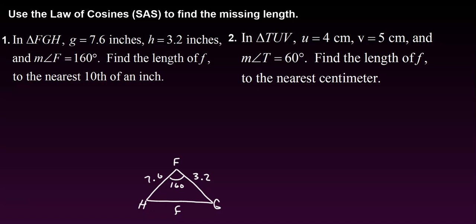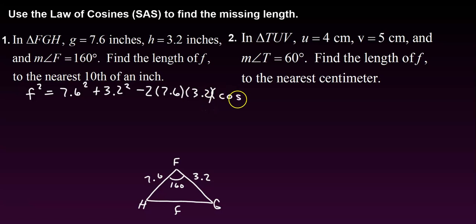So now that we confirmed it, we'll start plugging stuff in. We are looking for F. They gave us A, which is 7.6 squared. They gave us B, which is 3.2 squared. So we go minus 2 times 7.6 times 3.2 times cosine of 160.